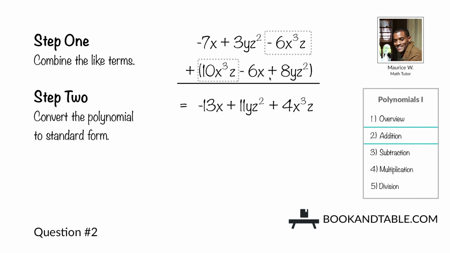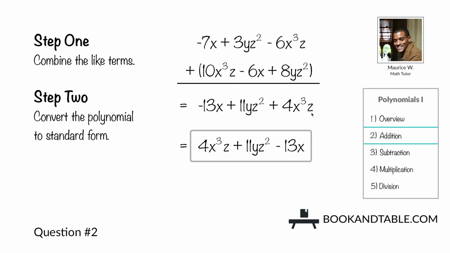Then we go to the next term of the first polynomial, negative 6x cubed z, and we combine that with 10x cubed z, giving us negative 6 plus 10, which is positive 4x cubed z. So we have negative 13x, which has a degree of 1, plus 11yz squared, which has a degree of 3, plus 4x cubed z, which has a degree of 4.